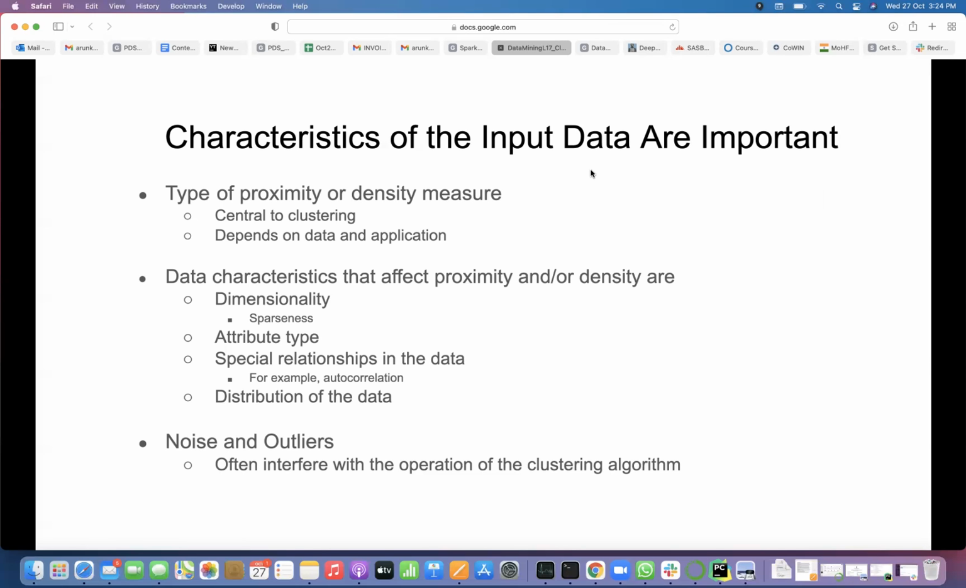Attribute types, whether they are categorical or numerical. Special relationships in the data, for example autocorrelation: if they have dependent variables, then that also influences your data characteristics. Then the distribution of the data, whether it is normal or uniformly distributed, will influence the proximity and density. Noise and outliers often interfere with the operation of the clustering algorithm. If there is one outlier point, your cluster center in k-means will move towards that one point. So noise and outliers also influence.